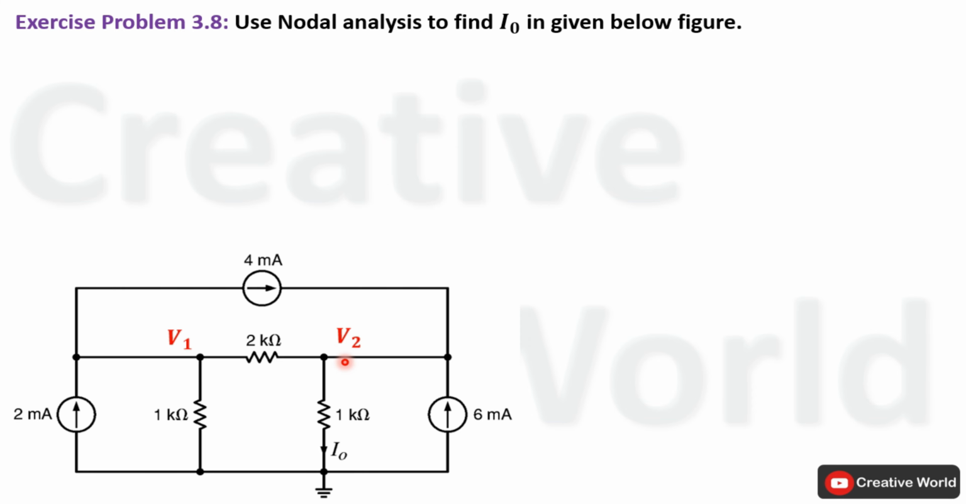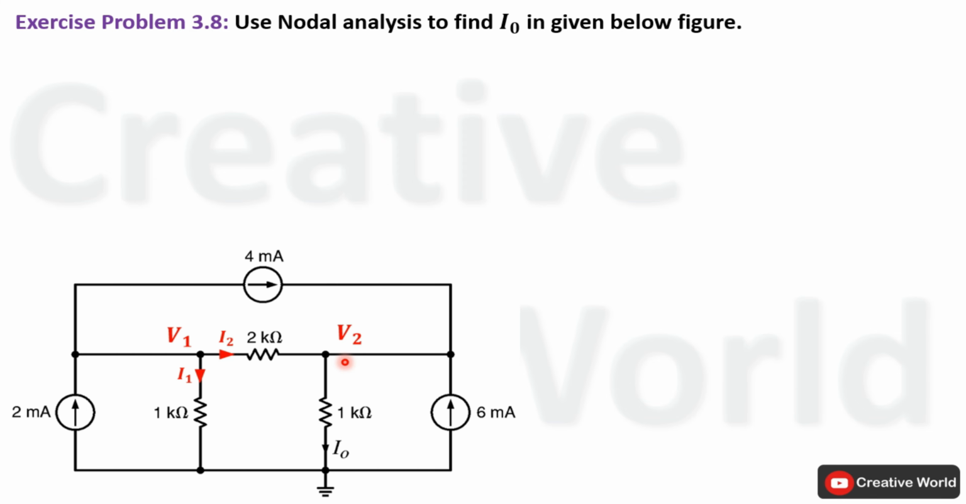In the third step, we have to assume all unknown branch currents along with their directions in the network. Current from this branch was already given in this scenario, which is I0 and it is flowing from node 2 to the reference node, while the other two unknown branch currents are assumed as I1 and I2 with their specific directions.